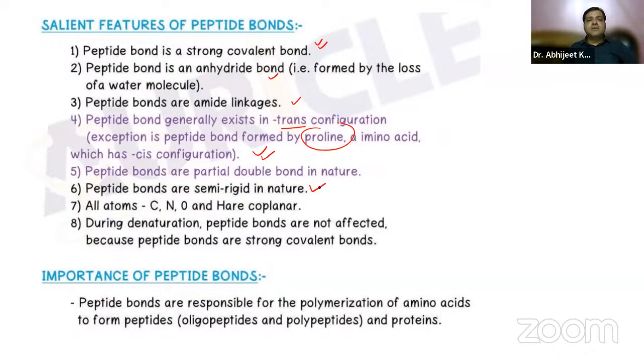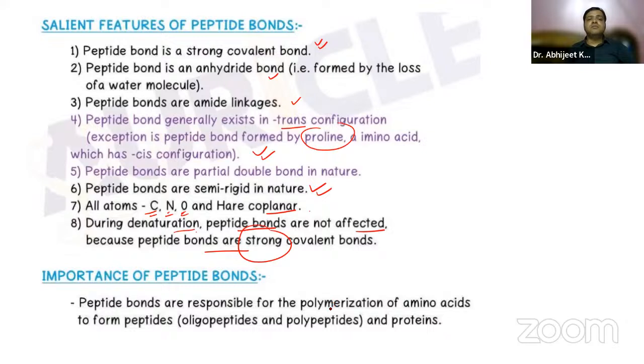Peptide bonds are semi-rigid in nature. All atoms, carbon, nitrogen, and oxygen are coplanar. During denaturation, peptide bonds are not affected because peptide bonds are strong covalent bonds. Right? What is the importance of these peptide bonds, guys?